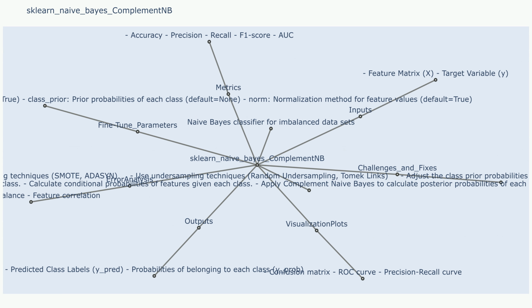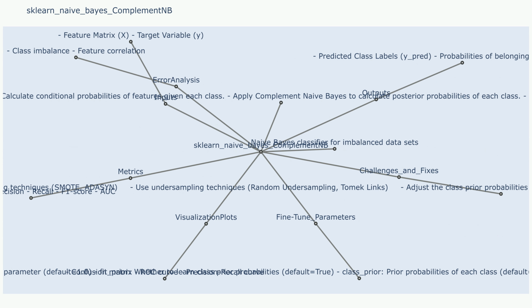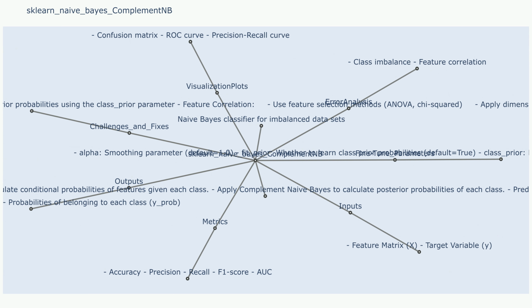Inputs. X. This is the feature matrix, a 2D array of shape n_samples, n_features, where each row represents a data point and each column represents a feature. The features should be categorical or numerical. Y. This is the target vector, a 1D array of shape n_samples, containing the class labels for each data point.